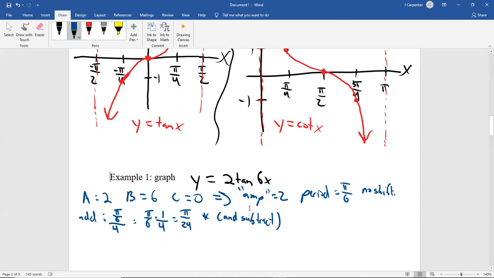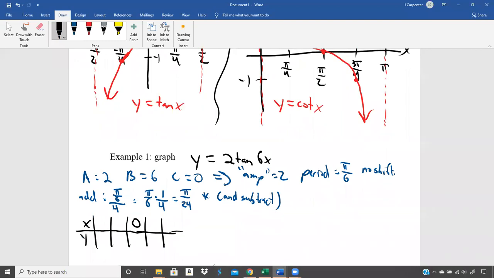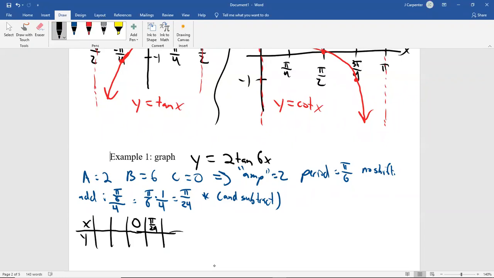So for our table of values, x and then y, which is 2 tangent of 6x, we're going to have a first point, a second point, third point, fourth point, and a fifth point. The middle one is 0 because there was no shift. Then we'll keep adding pi over 24 to get the fourth and fifth one. So 0 plus pi over 24 is pi over 24. And then if you add pi over 24 again, you'll get 2 pi over 24, which is pi over 12.